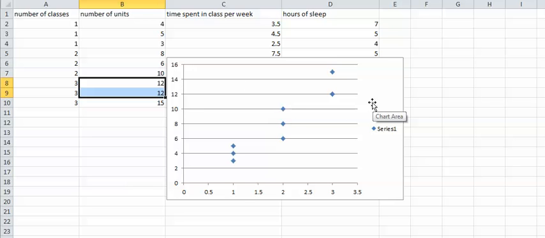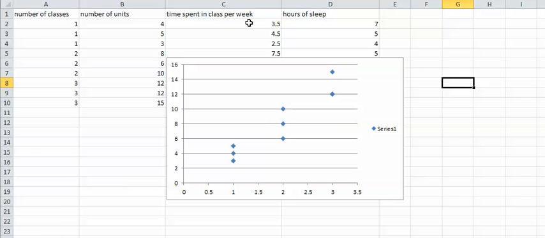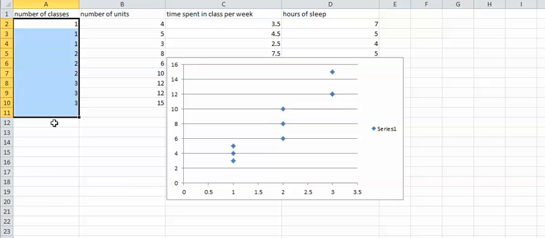So usually each dot is one person. Each dot stands for one person's 2 answers, but this dot happens to be 2 people. We could also make a scatter plot for classes and sleep.